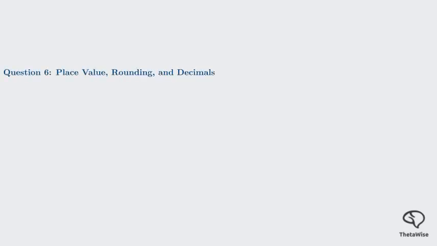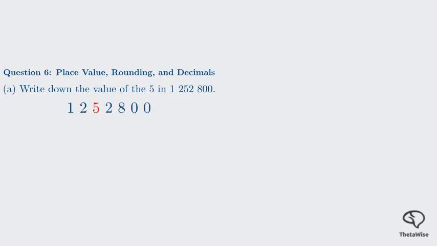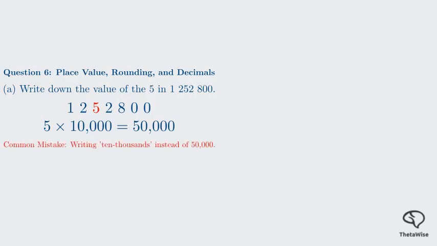Question 6 covers a few different fundamental skills. In Part A, we need the value of the 5 in the number 1,252,800. Let's look at the columns. The zeros are units and tens, the 8 is hundreds, the 2 is thousands, and the 5 is in the 10,000s place. 5 times 10,000 equals 50,000. A common mistake is just writing tens of thousands. The question asks for the value, so write the number 50,000.